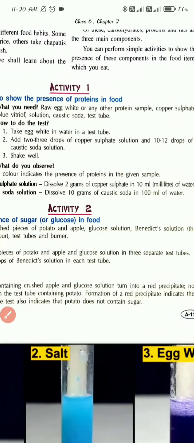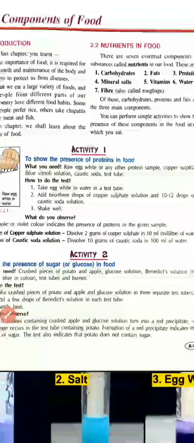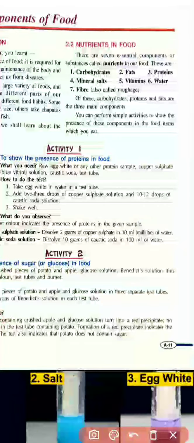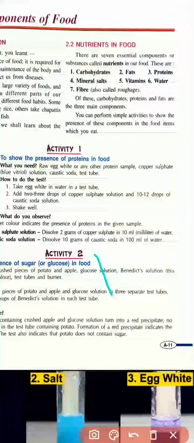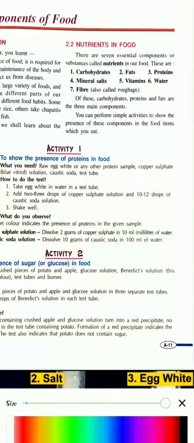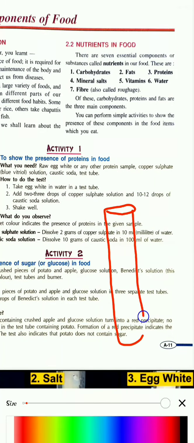Now how to do the test? At first, you will take the egg white in a test tube. The test tubes are like this. So you will put the egg white in the test tube.